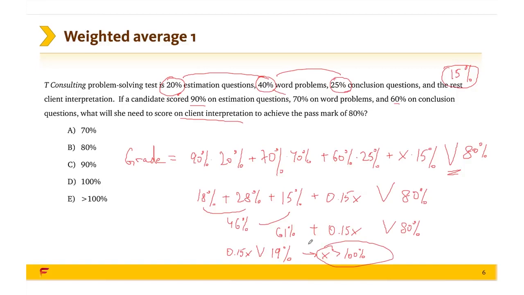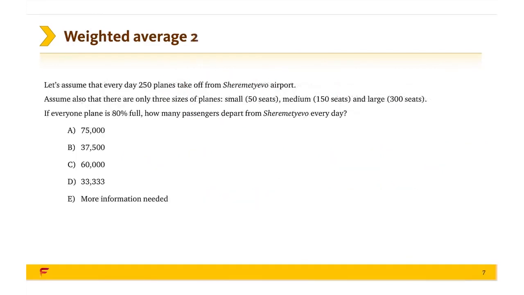And that means that, unfortunately, the candidate will not be able to pass the test given this information, because it's not possible to score more than 100% on any question type. The answer is E. Another exercise on weighted average. And this is an interesting one, because here we'll find out that we don't have enough information. And let's figure out why.